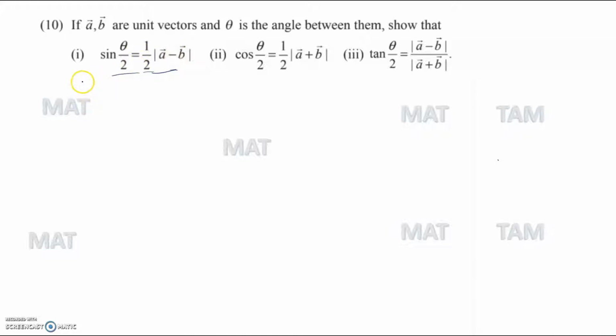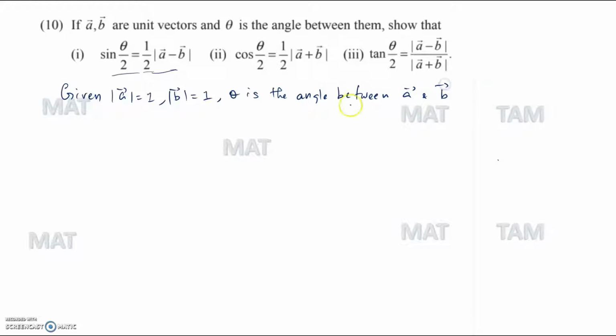So let's take what is given here: the magnitude of vector A is equal to 1 and magnitude of vector B is equal to 1 and theta is the angle between vector A and vector B. So let's take the magnitude of A minus B vector and let's square it. So this is for question number 1.